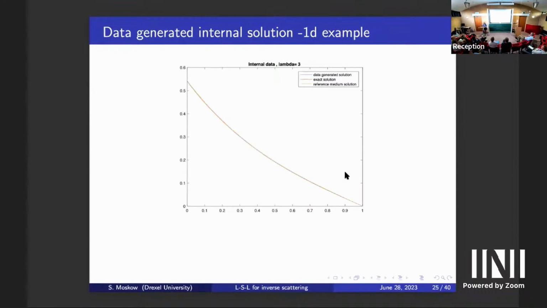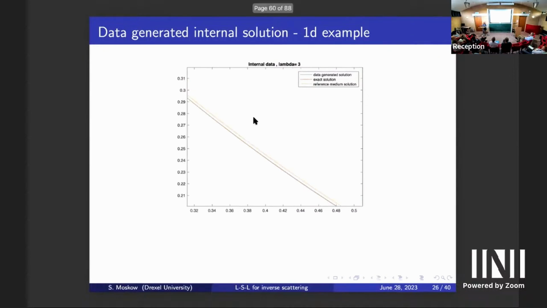And here's an example, this 1D example. So again, these are positive lambdas, so solutions are diffuse, so they all look the same: the data generated, the exact, and the reference. But if you zoom in, you can see the reference medium is this yellow, and that's further away. The data generated and the exact are much closer to each other.